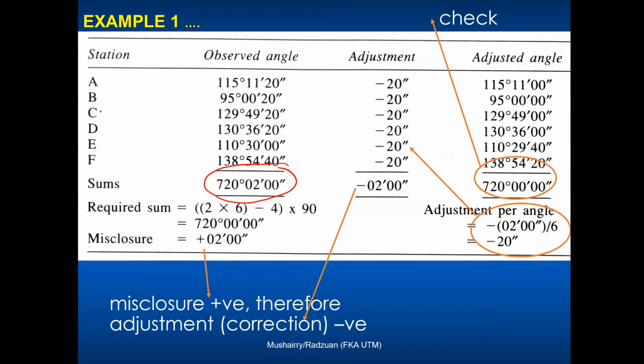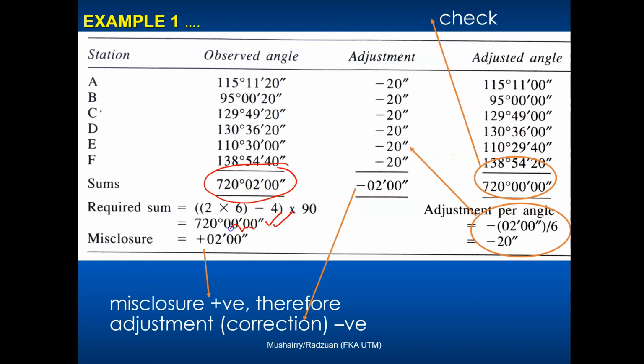Okay, so in this case it is 720 degrees 0 minutes 0 seconds to 720 degrees 2 minutes 0 seconds. The required angle using the formula that we just mentioned, 2n minus 4 times 90, is 720. So the theoretical value is 720, and the observed value is 720 degrees 2 minutes 0 seconds.